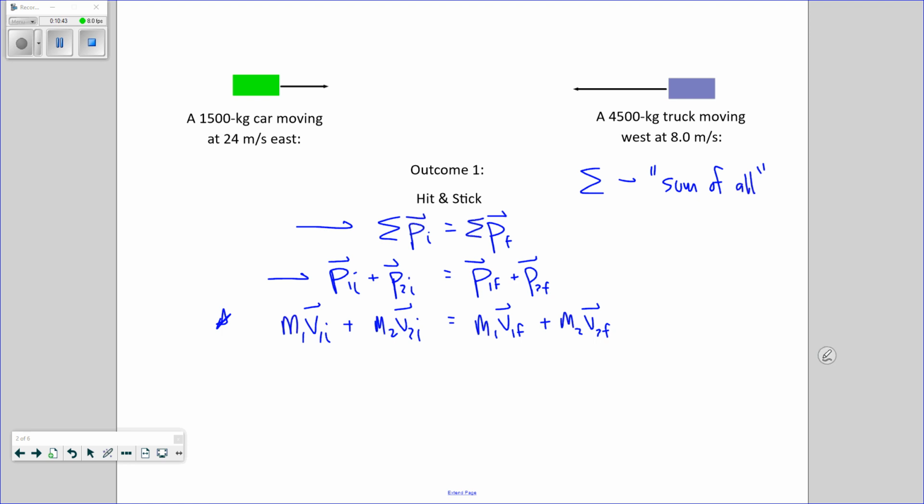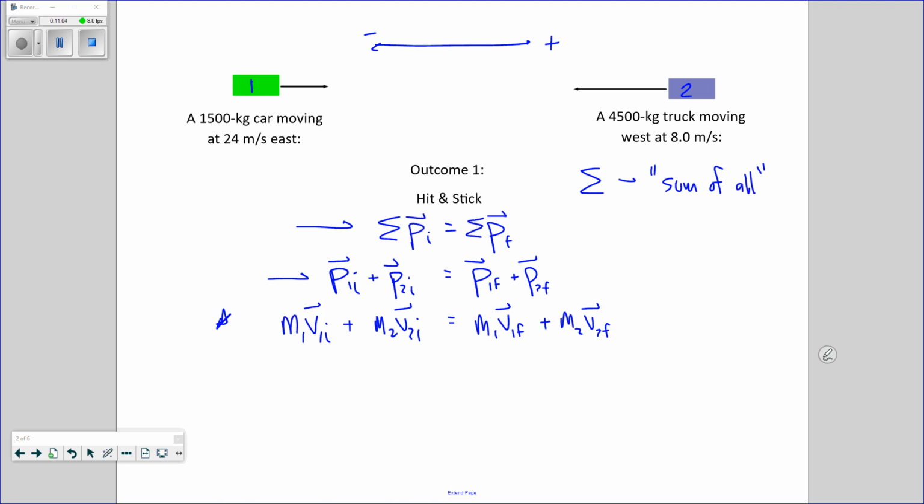So now, what can we say? We can say, here's what I know. Let's decide to call this object 1. Let's decide to call this object 2. Let's decide to call that the positive direction and the negative direction. Okay, well now we know all this stuff.